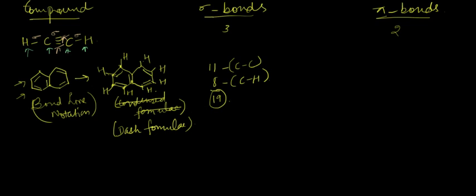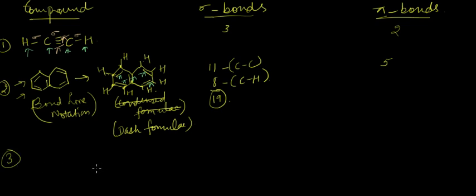And how many pi bonds are there? When I talk about the pi bond, the second bond in the double bonded carbon atoms is the pi bond. So one pi bond, another pi bond, the third pi bond, fourth pi bond, and the fifth pi bond. So the number of pi bonds here are 5. Okay, so that was the first example.